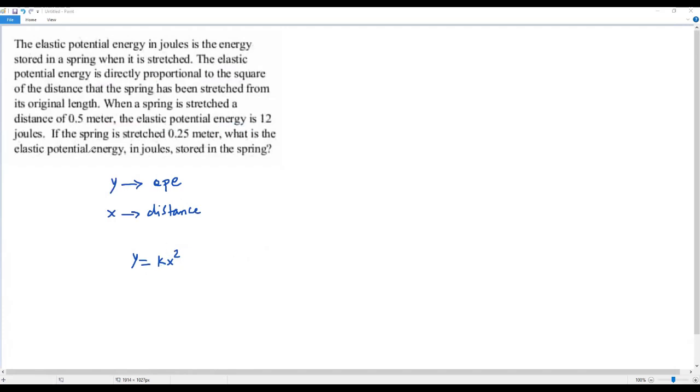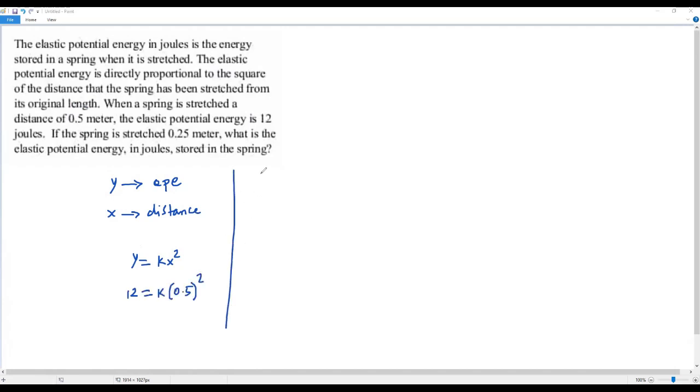Here we know that x represents the distance and y represents the elastic potential energy. When x equals 0.5, the elastic potential energy, that is the value of y, is 12. So let's plug in this 0.5 for x and this 12 for y and solve for the constant of proportionality, that is k. Okay, now let me do it. Then we get 12 equals k times 0.5 the whole squared.